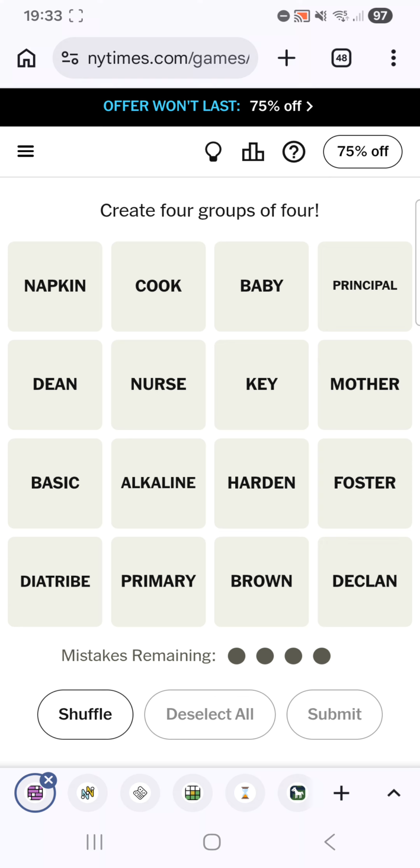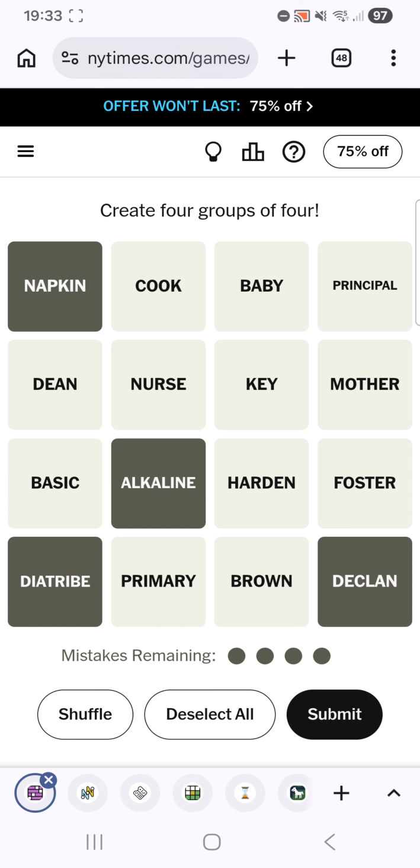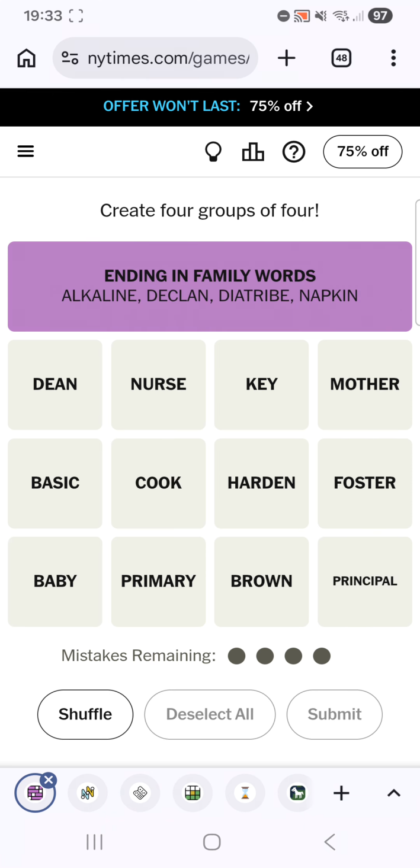A diatribe. I mean, it ends in the word tribe. That ends in kin. Is that going to be helpful? Clan. Yes. And then maybe could be alkaline? Ends in a line, as in your line of succession? That's probably worth a shot, you know. It is correct. They end in family words. Very happy to have spotted that.